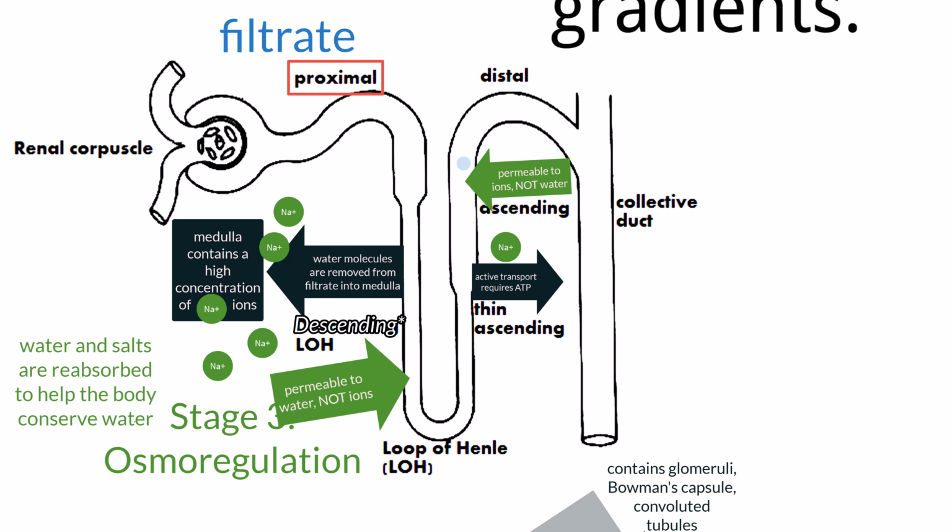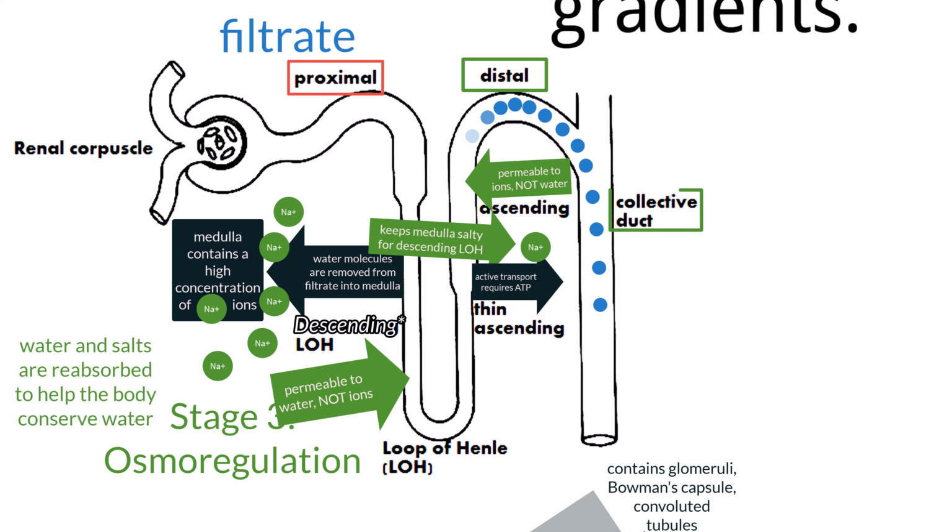The sodium ions that were pumped out of the ascending limb into the medulla help keep the medulla salty, or with a high solute concentration. This high solute concentration is what helps move water out of the filtrate in the descending limb and into the medulla. As the filtrate continues its path, it will move into the distal convoluted tubule and finally into the collecting duct. What still remains in the filtrate at this point?